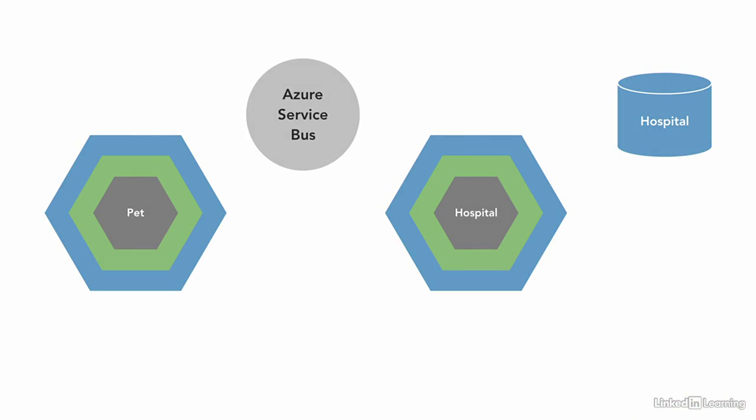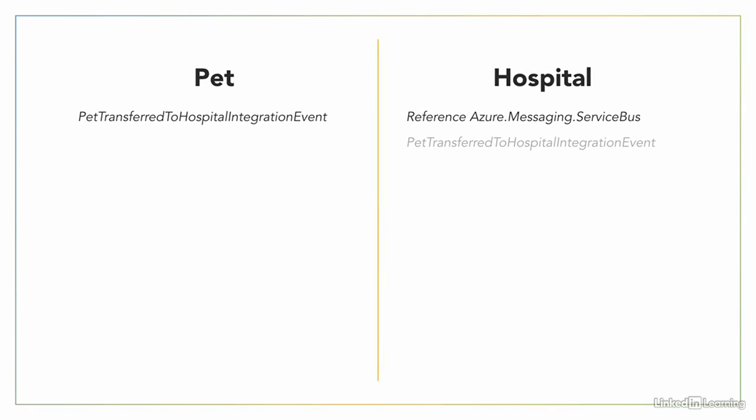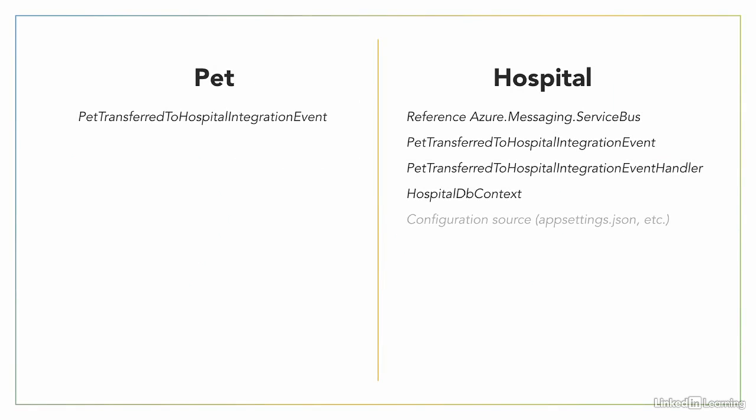In this challenge, you'll communicate from the pet microservice to the hospital microservice. This time, you're going to use the PetTransferToHospital domain event from the pet domain model. Also, you're going to store the event data in the patients metadata table of the hospital database. You can see a list of classes that you have to create or tasks that you have to perform to complete this challenge successfully. When you're done, join me in the next video and I'll walk you through how I approach this.